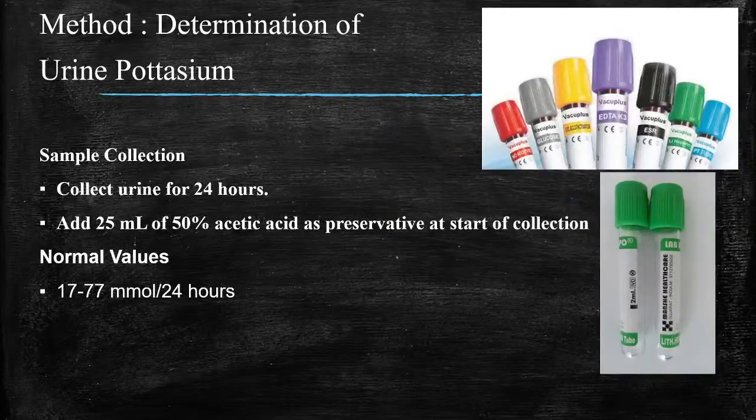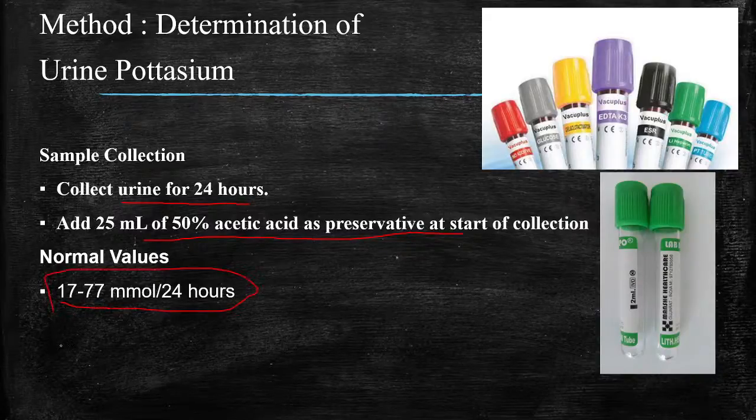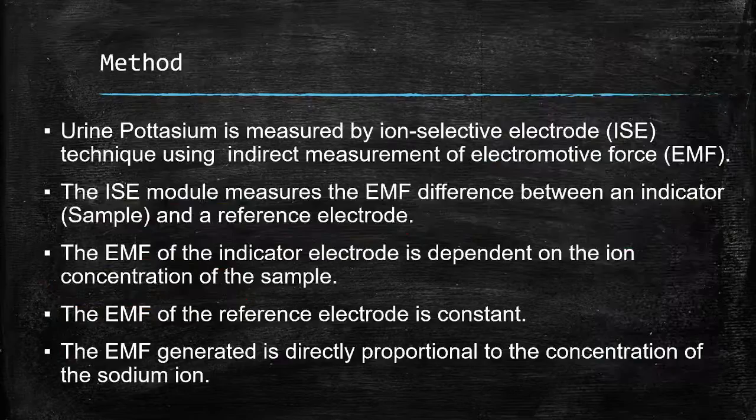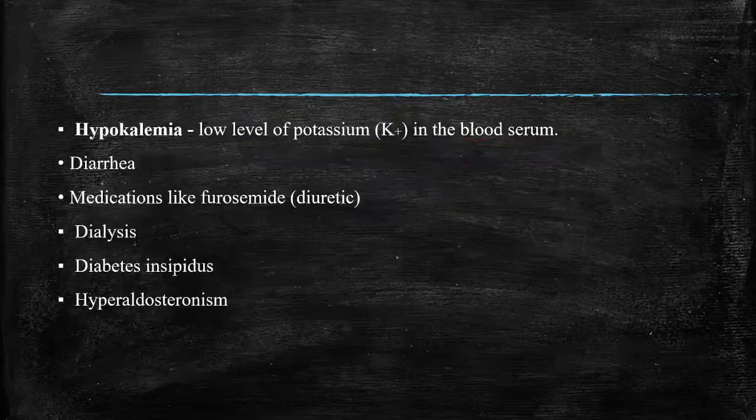Okay. Determination of urine potassium. Here a 24-hour urine sample is collected, and 25 ml of 50% acetic acid is added as a preservative. Normal values of urine potassium are 17 to 77 millimoles per 24 hours. Okay, this again is measured by the ISE technique, that is the ion selective electrode technique.